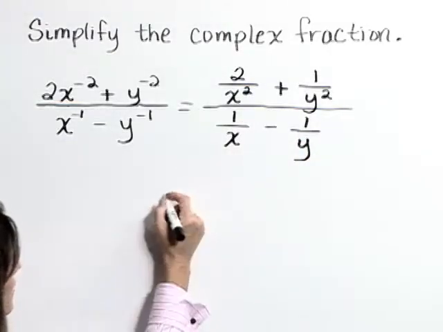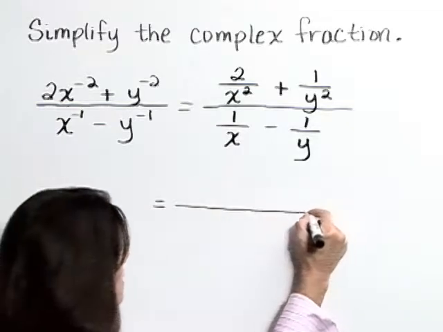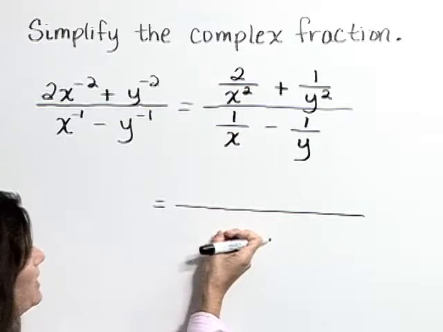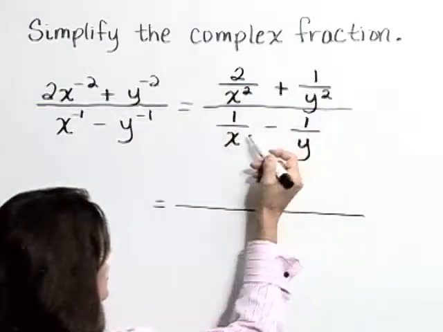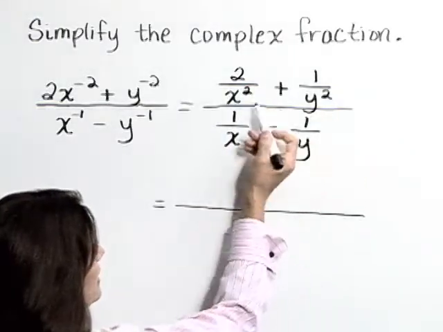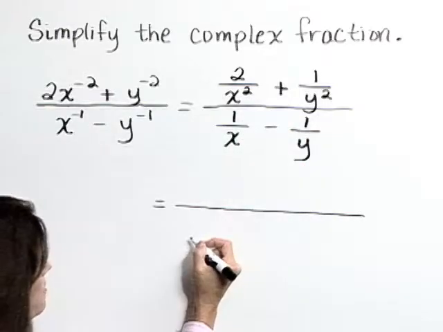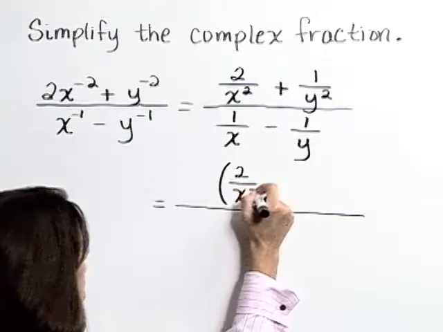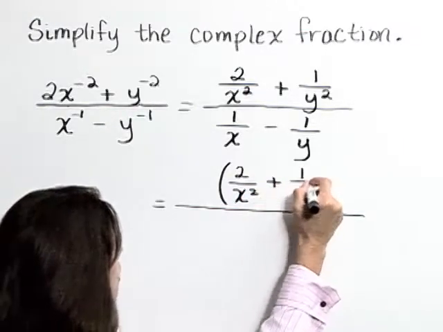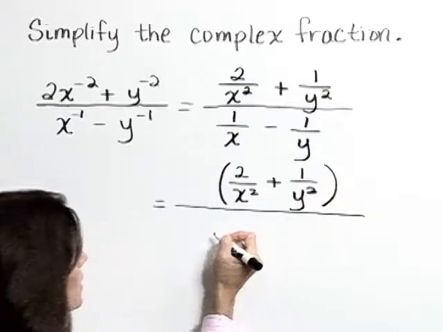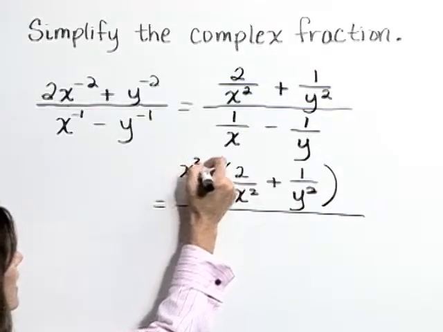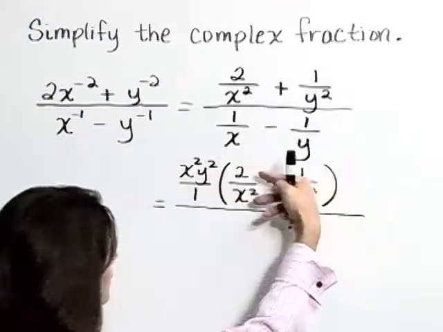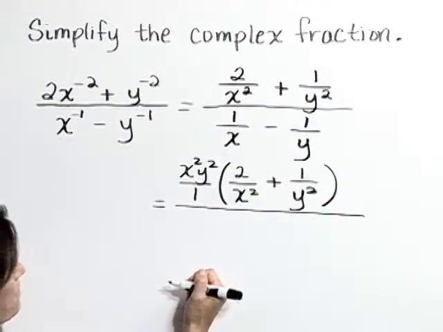Now let's simplify that complex fraction by multiplying both numerator and denominator by a lowest common denominator of our minor fractions in here. And that LCD is x squared, y squared. So in the numerator, 2 over x squared plus 1 over y squared will multiply by x squared, y squared, and I like to write that over 1 so I can clearly see where my fraction bars are located.